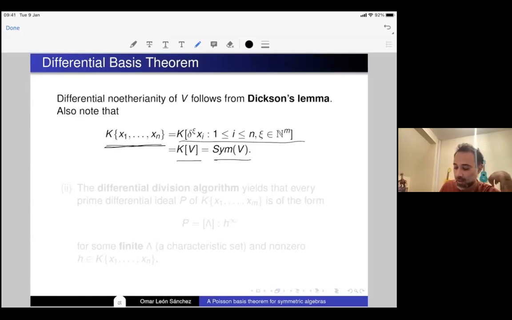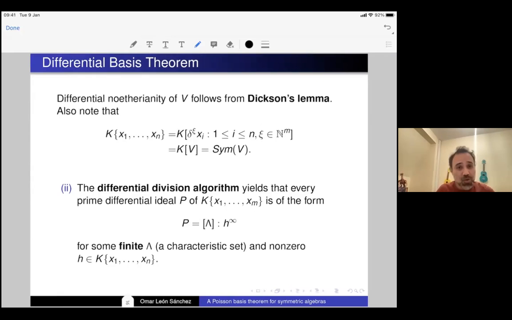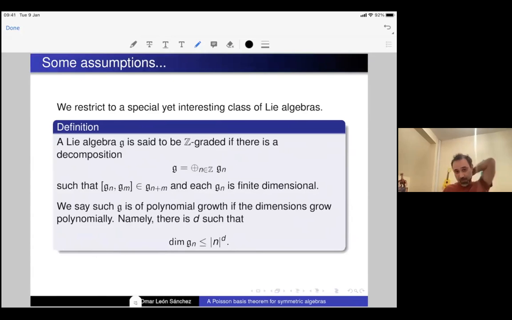All right, now moving on to the second ingredient of the differential basis theorem, which is, as usual, the elimination algorithm. Once you have this differential division algorithm, it's an easy consequence that every prime differential ideal of the differential polynomial ring looks like this, where this lambda is a finite set, which we know is the characteristic set. That's the second ingredient: having an elimination algorithm so that every prime differential ideal is almost finitely generated. Any questions? Please stop me if there are any questions at some point, okay?